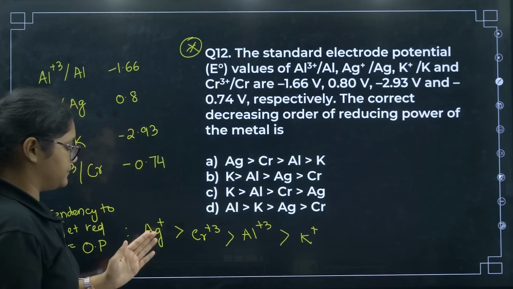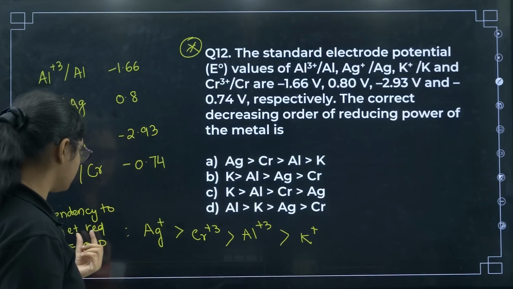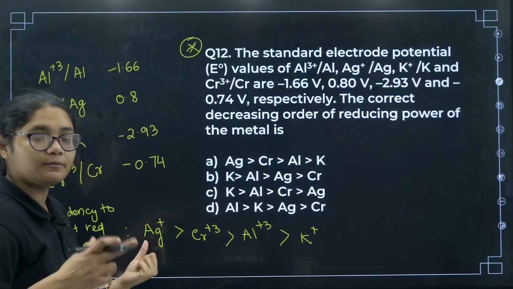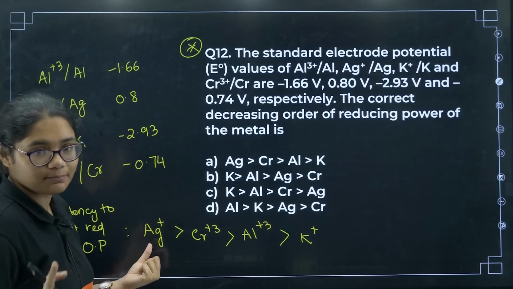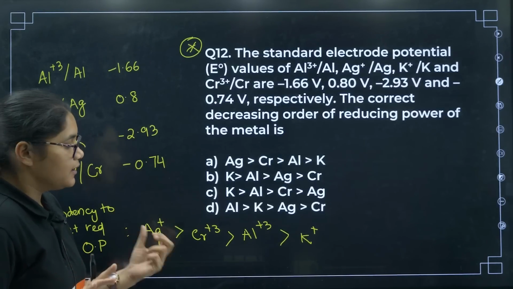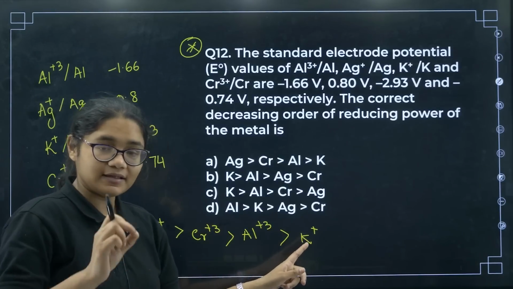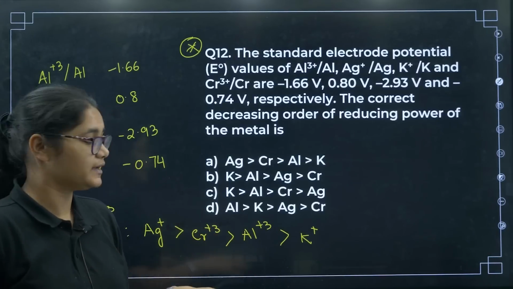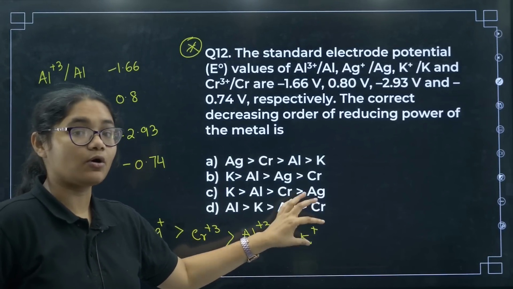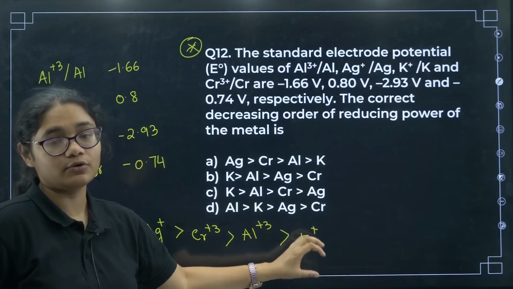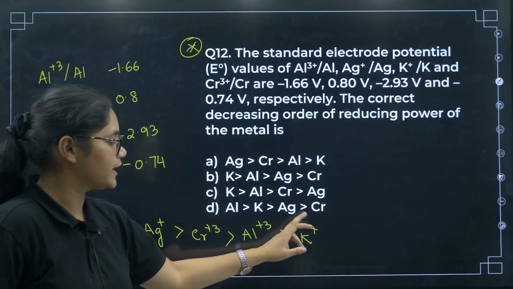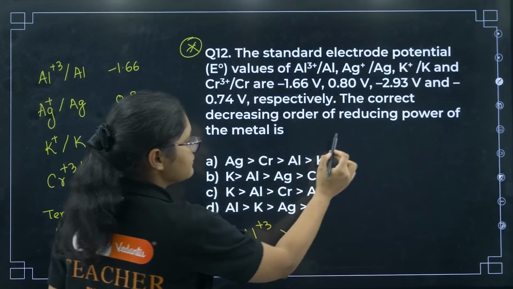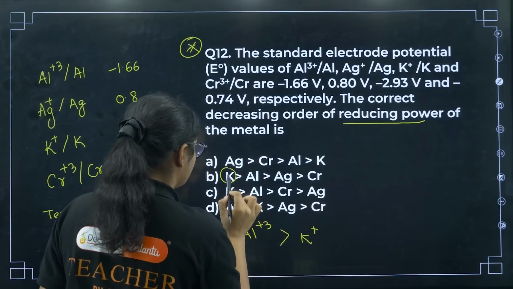So now what happens, Ag plus has more tendency to get reduced, so it will be the best oxidizing agent, right? Here K plus has the least tendency to get reduced, that means it has the highest tendency to get oxidized. If it is oxidizing better, then it is a very good reducing agent. So K can oxidize better and is a very good reducing agent, so that is why we have reducing power, so K will be at the top.